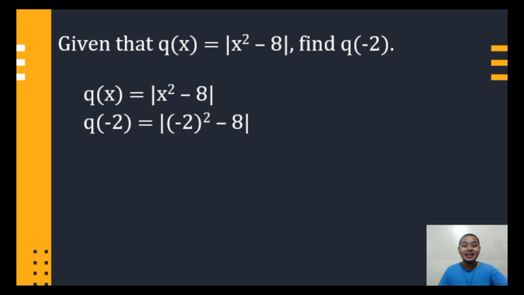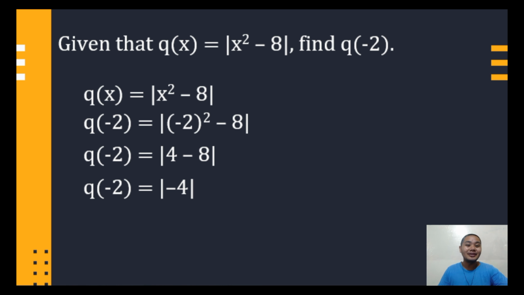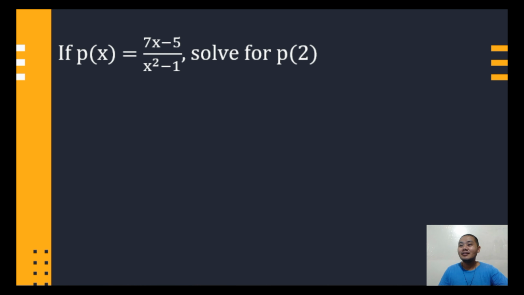So evaluating that one, we will have the absolute value of 4 minus 8. So 4 minus 8, that will be negative 4. So, yung absolute value ng negative 4 is still 4. So, yan. Diba? Napakadali, napakasimple. Kasi nga, hindi na ito bago sa inyo, mga grade 11 students. Okay? Next, fraction naman tayo.